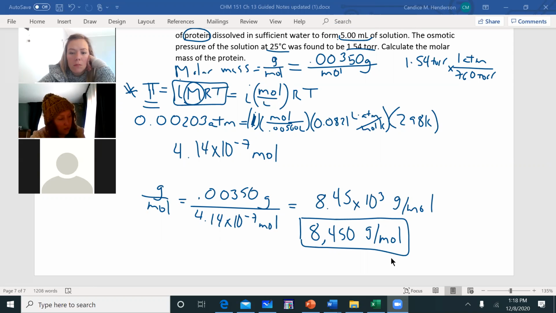I'm trying to find where we started talking about molar mass in our notes. Was it before this stoichiometry solution dilution? Or was it after? Yeah, hold on one second.